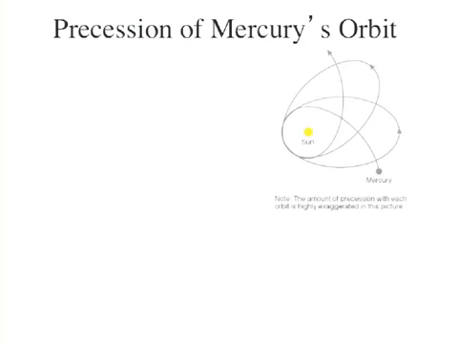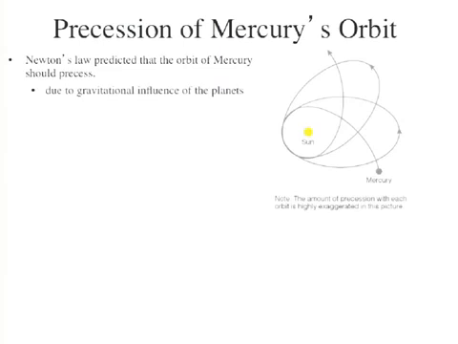Perihelion is the point of closest approach. Here the perihelion is this way. Here the perihelion is this way. That's a big precession. Now, Newton's law gives the precession of the perihelion due to the gravitational influence of the planets. It does precess. It's more complicated than we've talked about, but it's a very small effect.